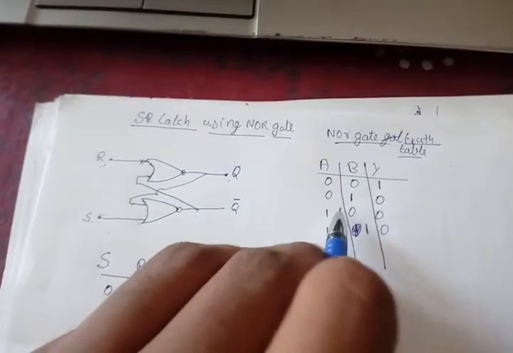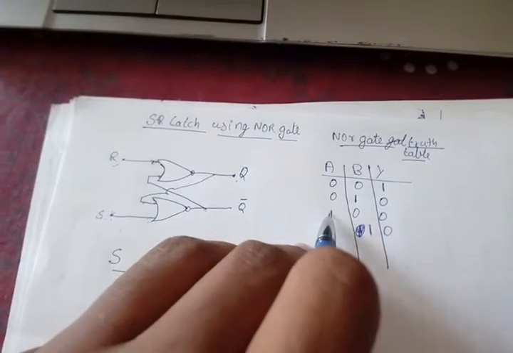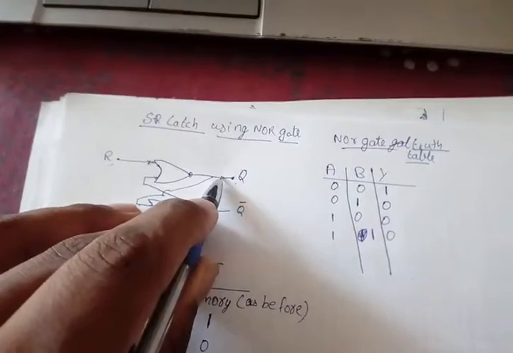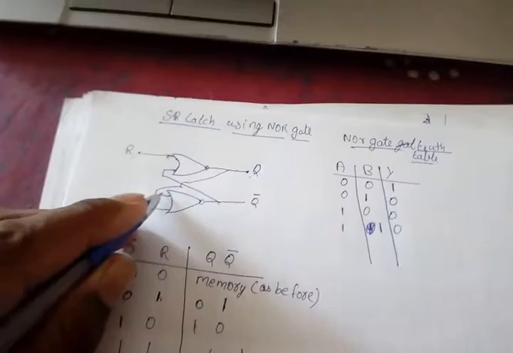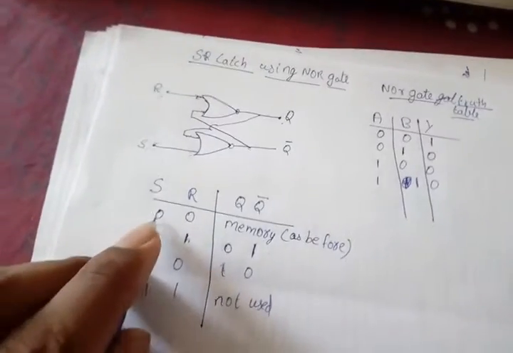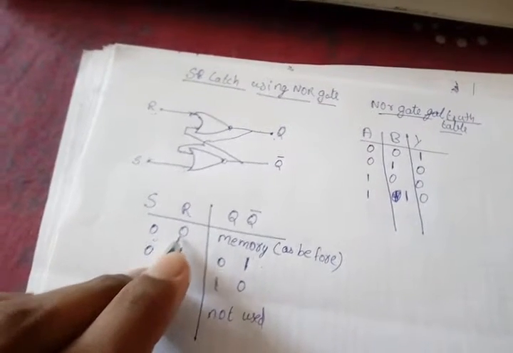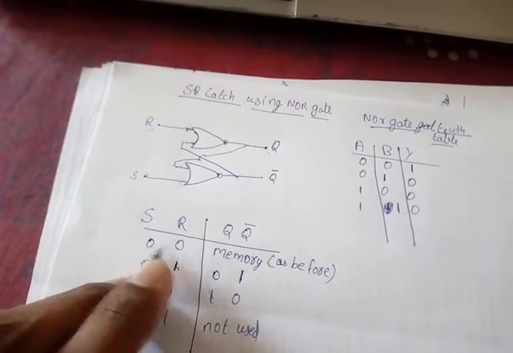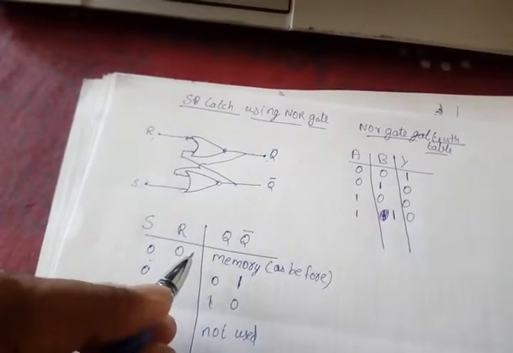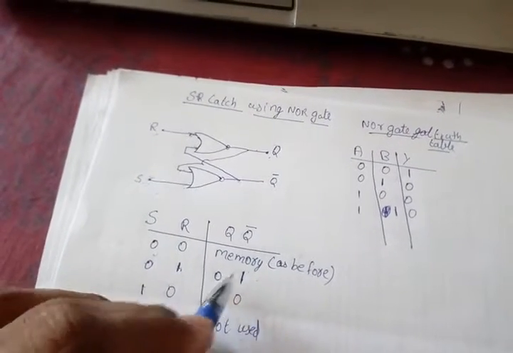Then one input is 0 and one input is 1, so the output will always be 0. Thus the Q will be 0. Here it will be 0 and S is already 0. Then both inputs are 0. When both inputs are 0, the output will be 1. Thus Q bar will be 1. That is, if we give 0 0 when the output is 0 1, then the output will not change. The output remains 0 1.